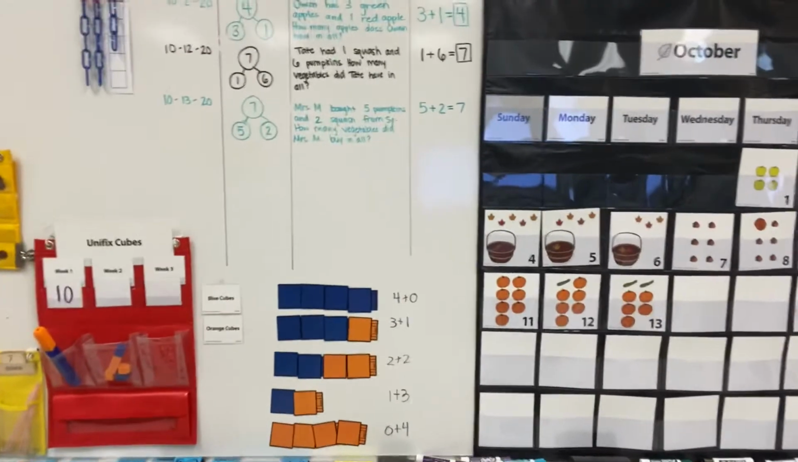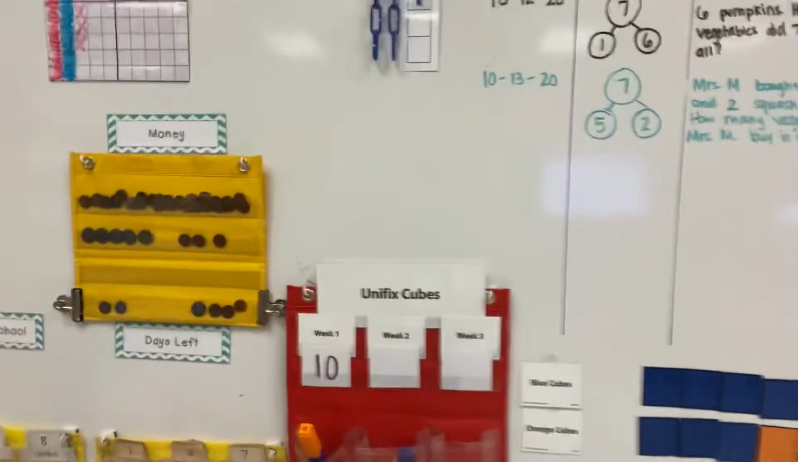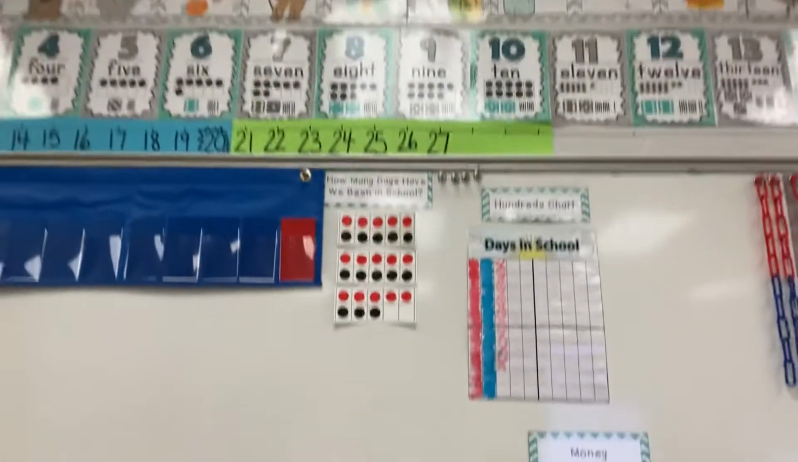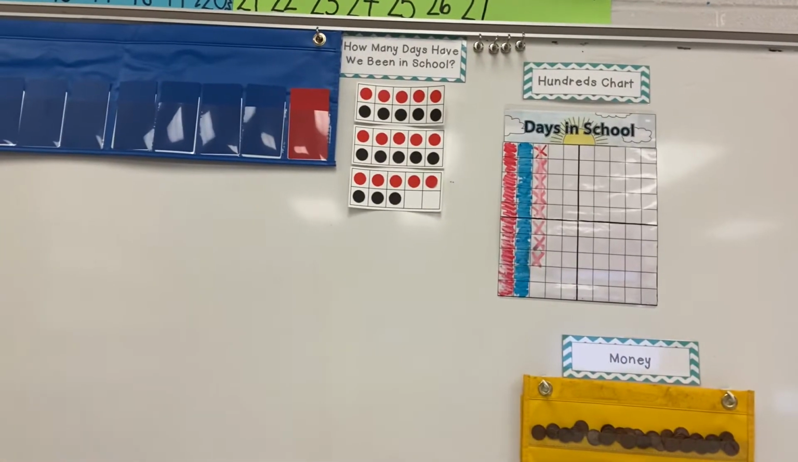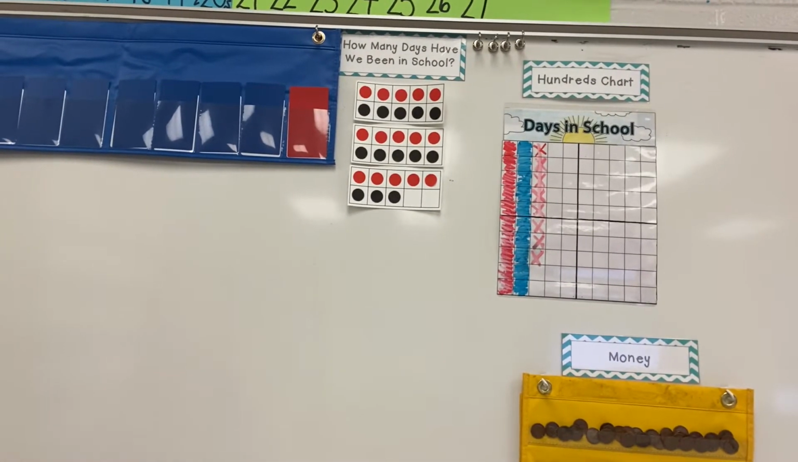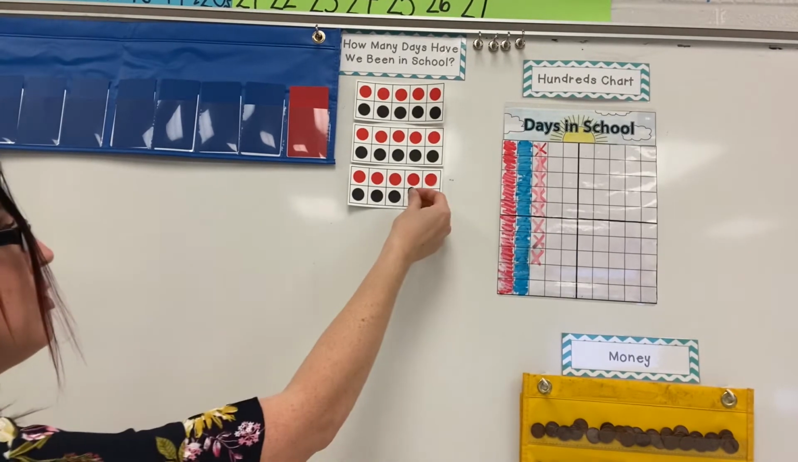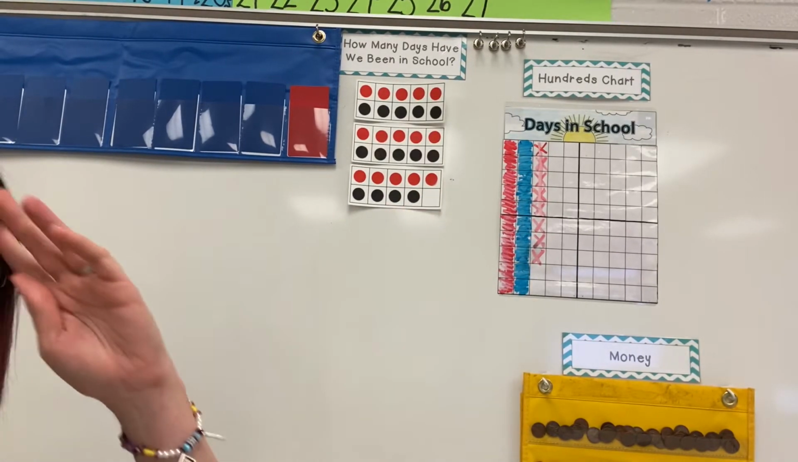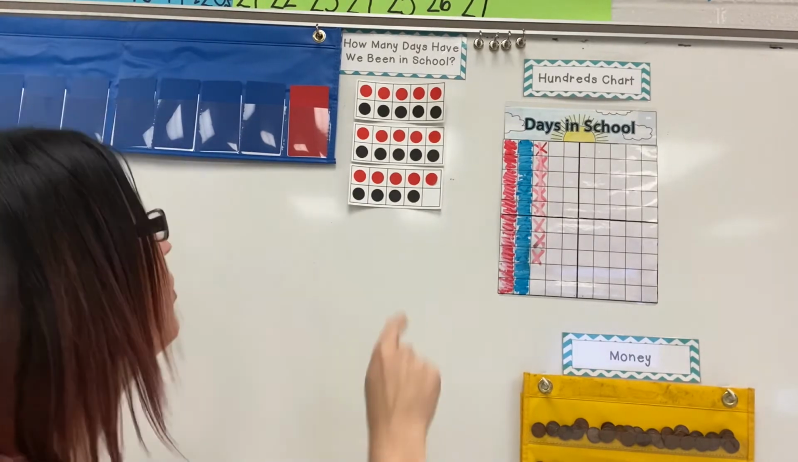Now let's come over here. And we are going to add a dot to your 10 frame today. Oh, there we go. Let's add a dot to your 10 frame. And we're going to count how many days you've been in school. Are you ready? Make sure every dot gets one number and only one number.